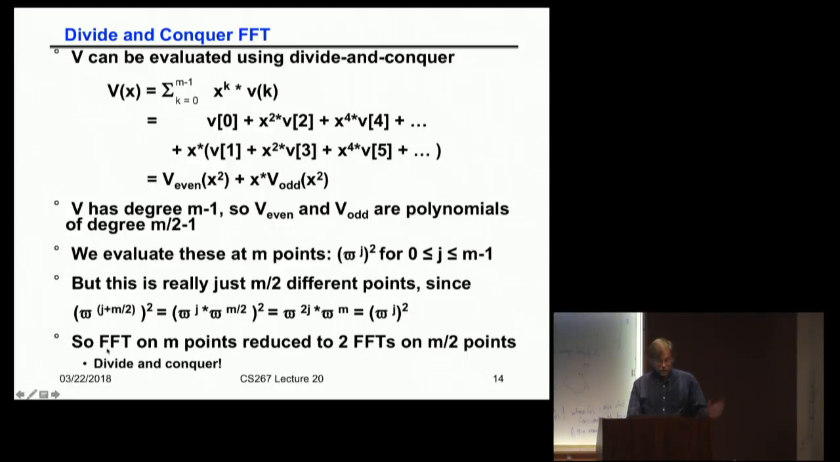So that means I've succeeded in doing divide and conquer. I want to do an FFT on m points, and now all I need to do is two FFTs on m over 2 points. And so that's how I'm going to do the divide and conquer. So let me write it down. Are there any questions about that math before I write down the algorithm? It's just going to be a simple few lines of recursion.